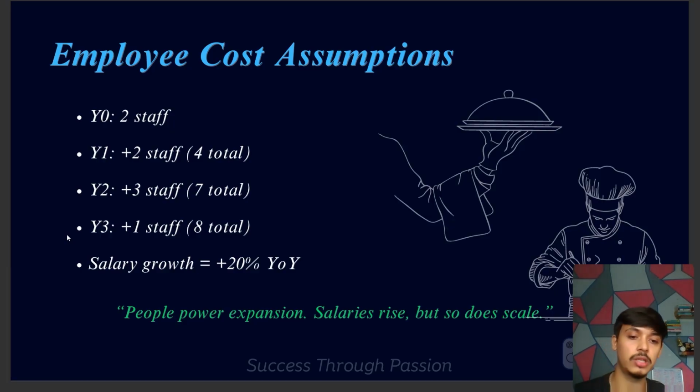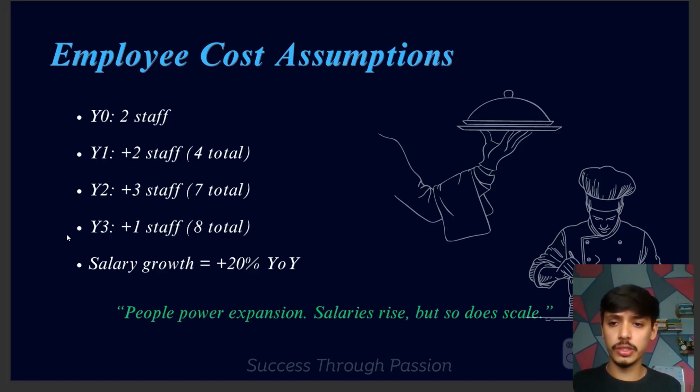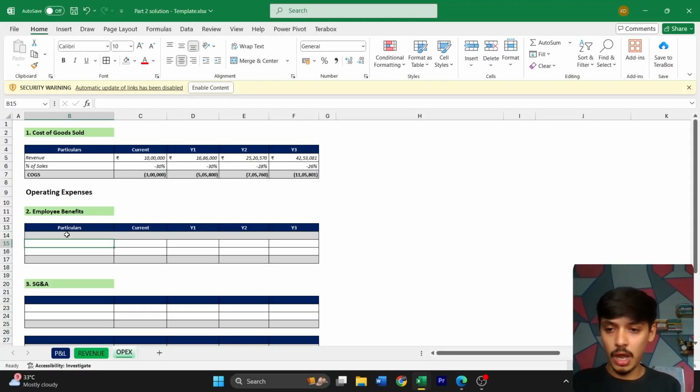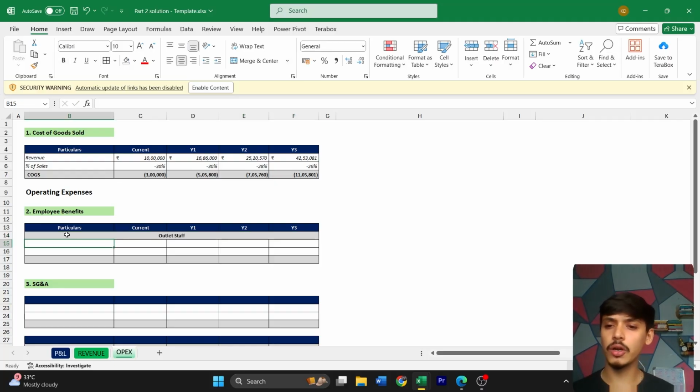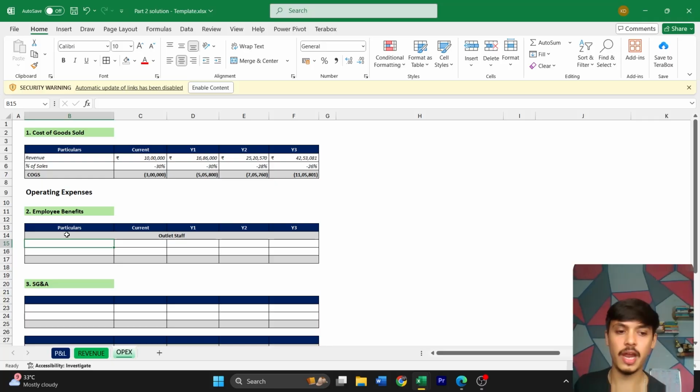Salary rise, but so does scale. So that is true, salaries do rise, but those employees or that manpower will be helping you increase your revenue as well. So now let's model for this employee cost assumption. Coming back to the sheet, here we will mention what these employees are for. So these are outlet staff. We do not need any kind of staff for our food delivery app because that is entirely managed by technology, and we don't need anyone to deliver sandwiches on our behalf.